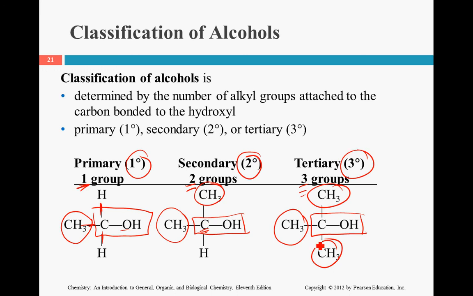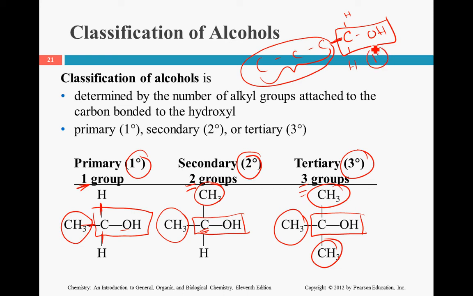Now, it doesn't matter how big the chain is after that. For instance, if you have a C-OH, and then you have a hydrogen here, and you have a carbon, but this carbon is 3 carbons long. This whole thing is considered one group. So this is actually a primary alcohol. Don't say that just because there's 3 carbons here it's tertiary, because it has to be bonded to that same carbon.